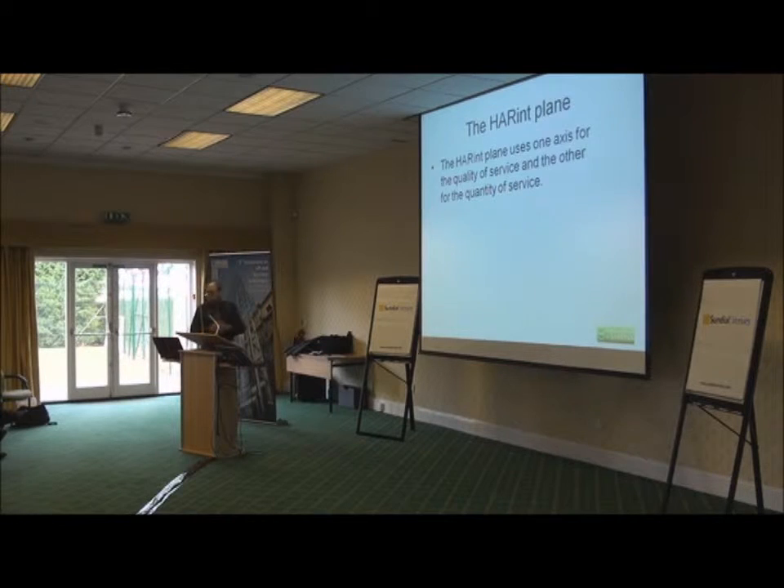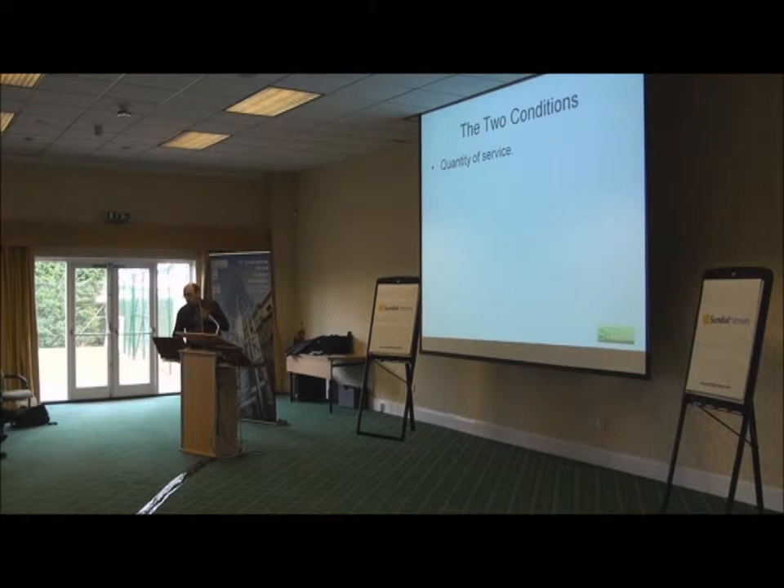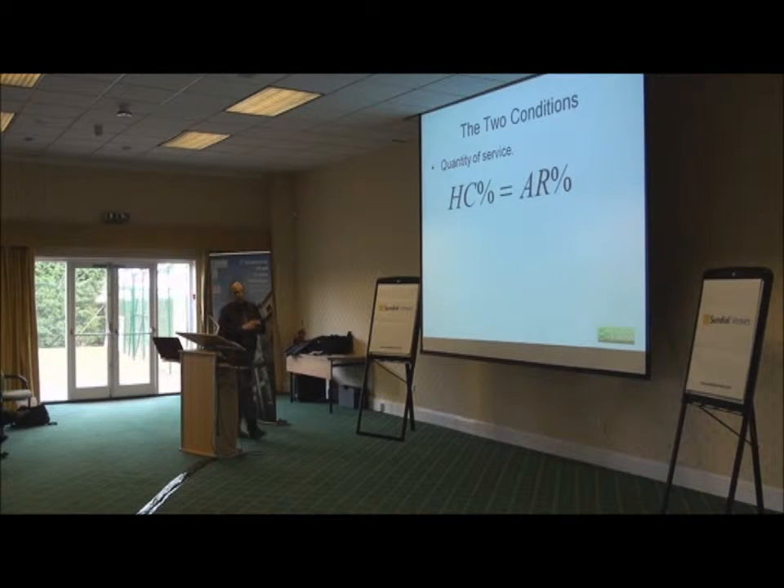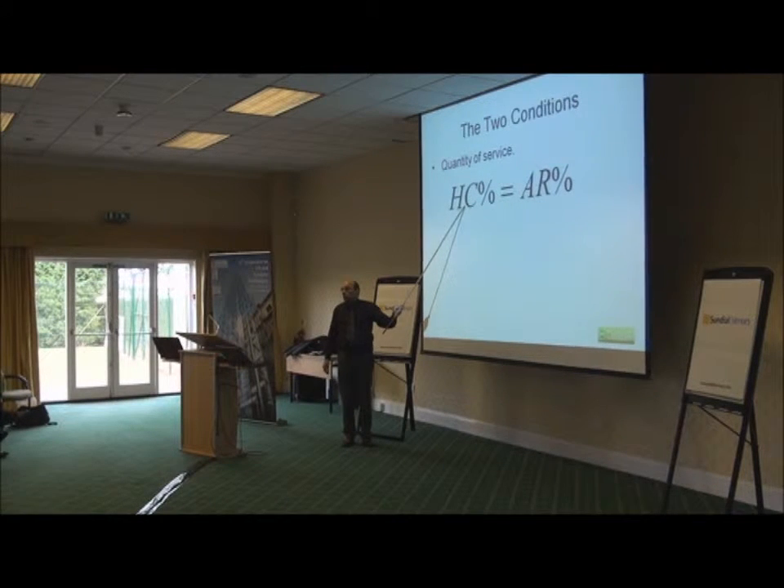So the HARint plane uses one axis for quality of service and one axis for quantity of service. It's an acceptable design. It has to satisfy two conditions simultaneously. What are the two conditions? For the quantity of service, this is the user requirement, and that's what our design will achieve.